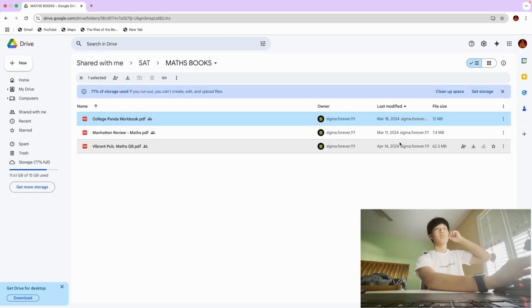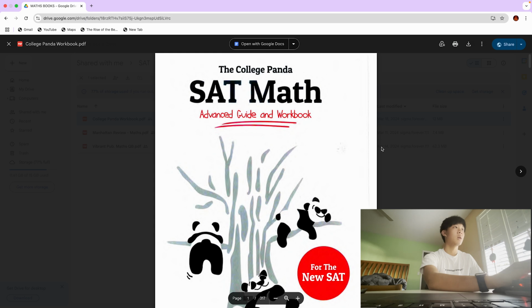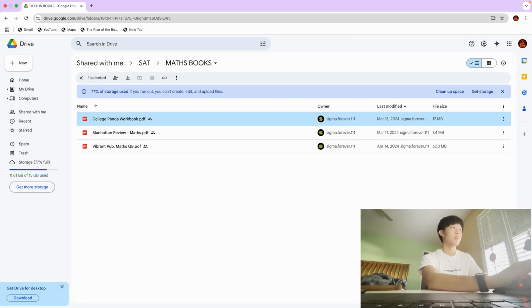And to be fair, math hasn't changed as much as reading and writing when you transferred from paper to digital, because you're not changing something from a whole passage to separate passages, right? It's testing the same formulas. So I would say these are still decent study materials, especially considering College Panda has great reviews online. A lot of people said it helped them get 750 plus scores on their SAT.